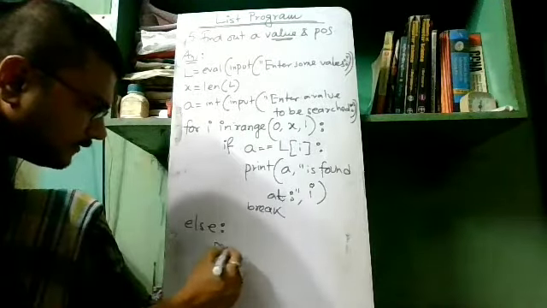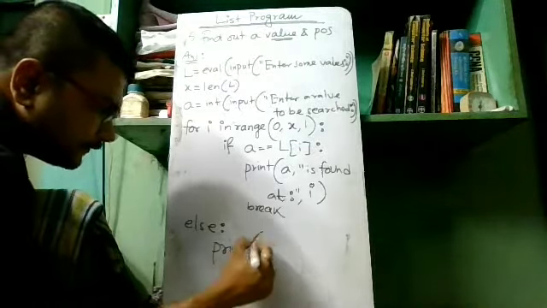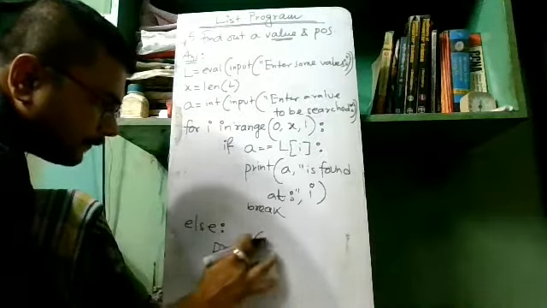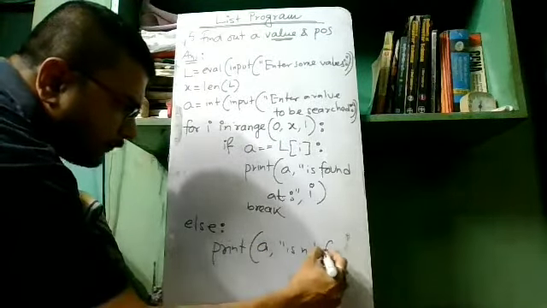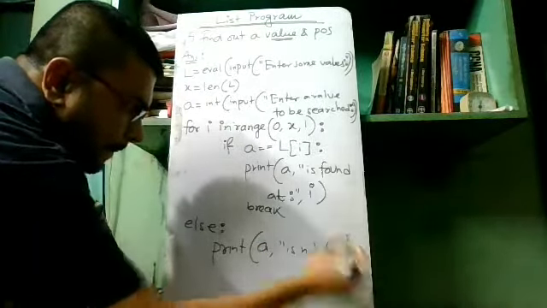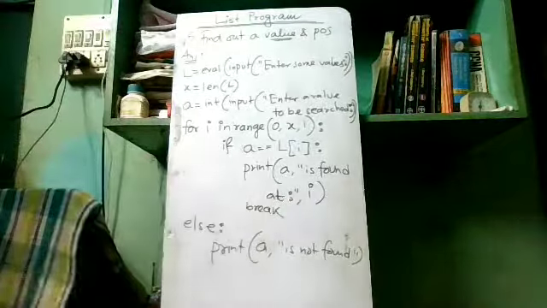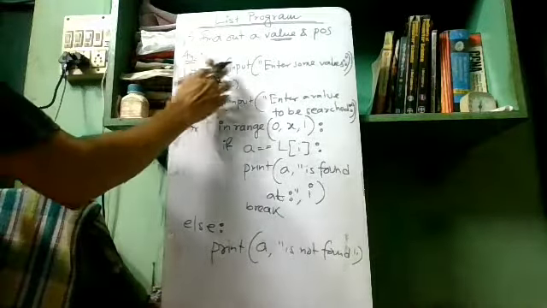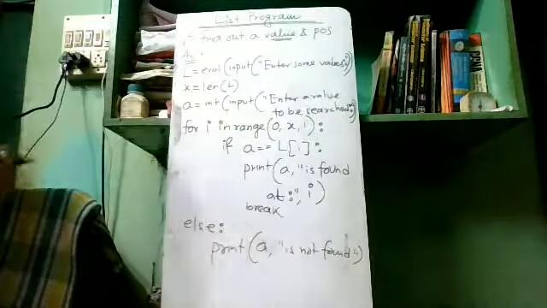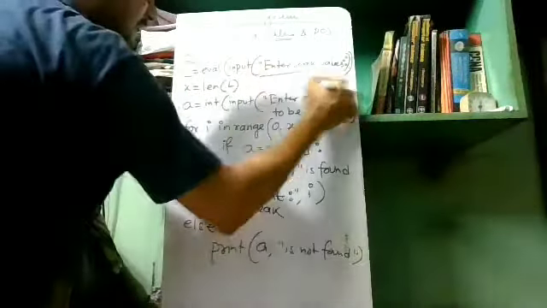Then we are writing print A is not found. So this is the program. How will the program run? L equal to eval input, enter some values. Suppose user has given some values.